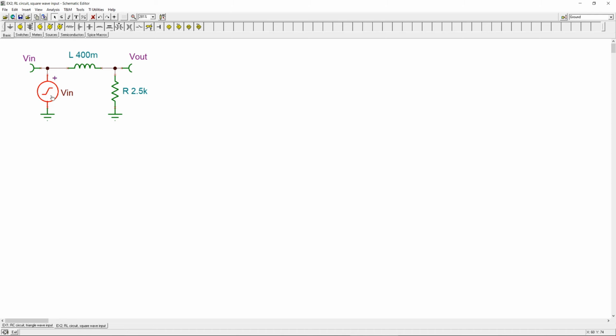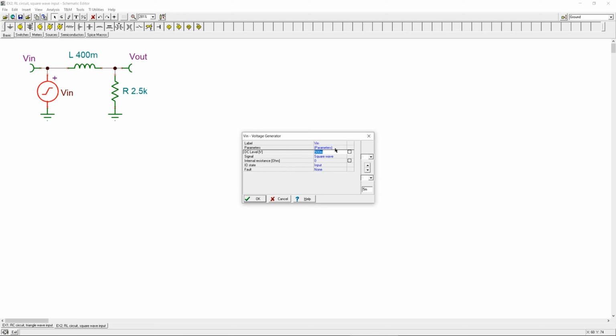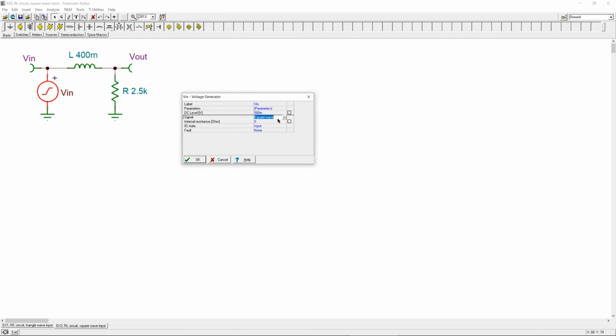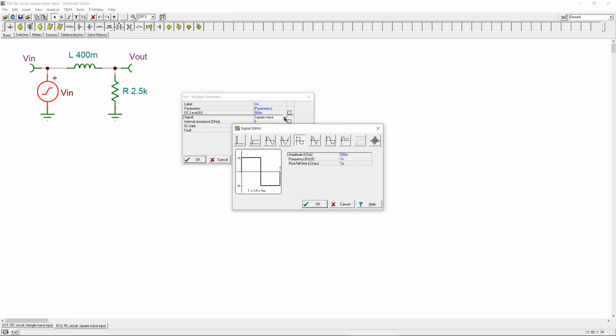If I double click on this one, you can see that the square wave is given, and I have a square wave amplitude of 0.5 volts, 500 millivolts. So I go 500 millivolts up, I go 500 millivolts down. Of course, I needed an amplitude of 1, just starting at 0, so I don't want a symmetric waveform.